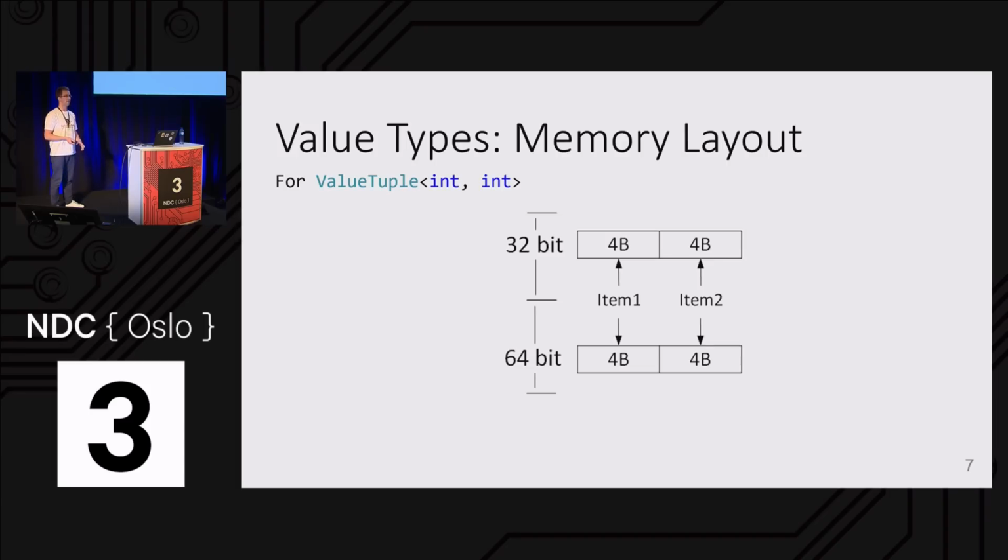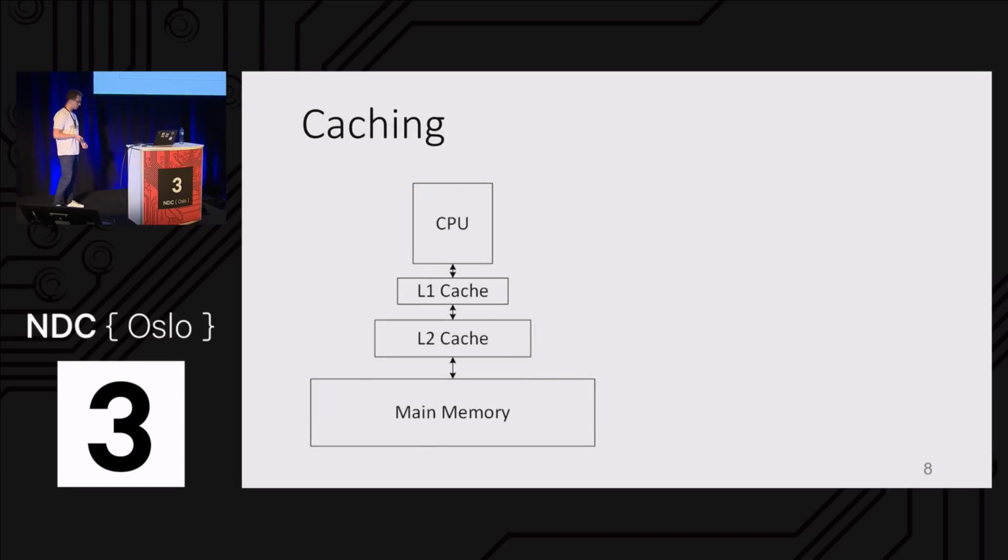What you see is what you get. But they are more limited. You cannot take a lock on them. They cannot have finalizers, and you cannot derive from them. So it comes at a price. But to understand how it affects performance, we need to understand how the CPU works.